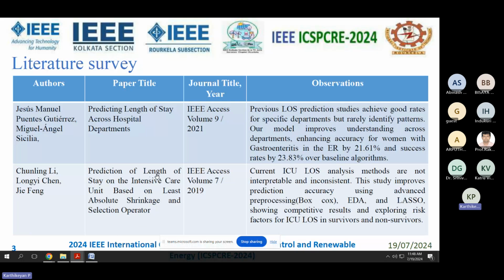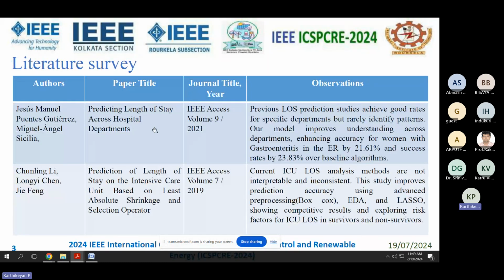Next paper is prediction of length of stay in intensive care unit, ICU. Generally in hospital ICU, there are two types of patient: pre-operative and post-operative. After performing operation surgery, the patients also stay in ICU. Some critical situation patients also stay in ICU. So these two types of patient data, medical parameters, are used to predict how long they will stay in ICU. This is the main point in this paper.